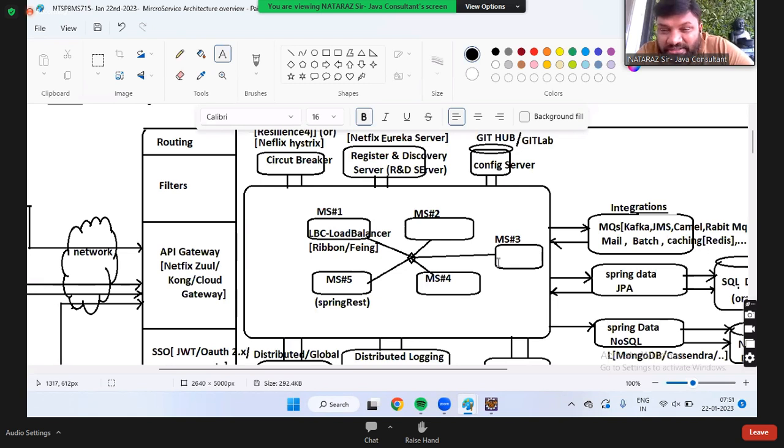Are you understanding my statement? For all these microservices, a common entry point, a common gateway with a common URL. That will be really nice or not, boss? For that we need a tool or service called API gateway.